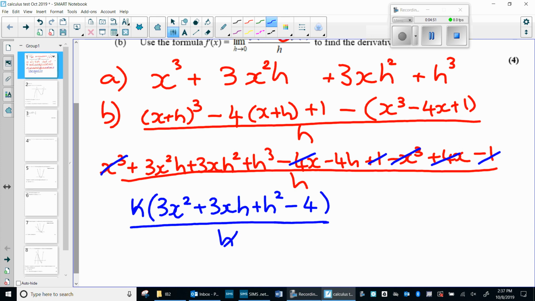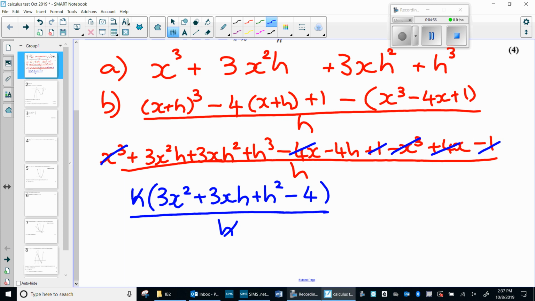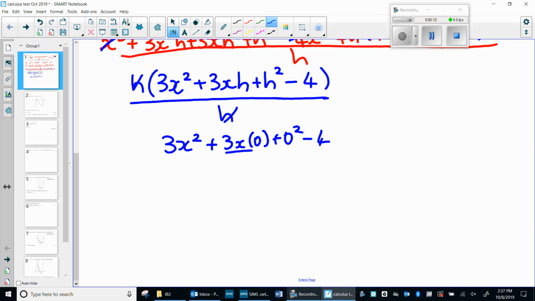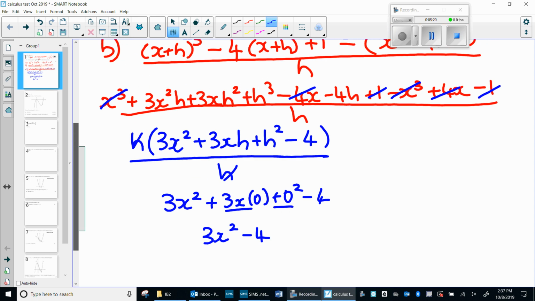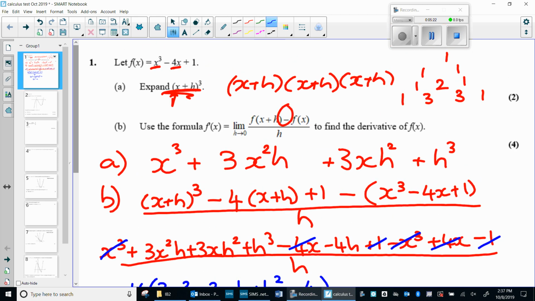Then, obviously, that goes. And the last bit, what do we do? Substitute. Substitute 0 in place of the h. So this is going to be 3x squared plus 3x times 0 plus 0 squared minus 4. And then obviously these two things are just nothing, so that's 3x squared minus 4. But we knew that was going to be the derivative anyway. Because the plus 1 is just a constant, and that would have gone.